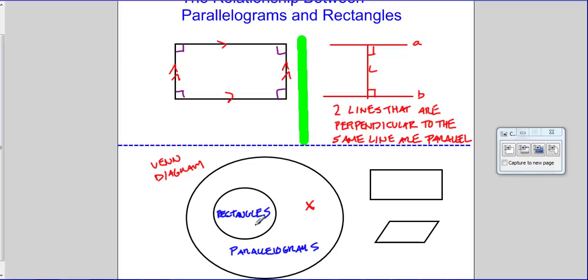So for example, if I put an X in here, this would represent a rectangle, and it's also a parallelogram. However, if I put an X out here, this represents a parallelogram that is not a rectangle. So here, this would be an example of a figure that is a rectangle and a parallelogram. Here, however, is a figure that's just a parallelogram, not a rectangle, because in this case, these are not right angles. This is an acute angle here and here. And these are obtuse angles.